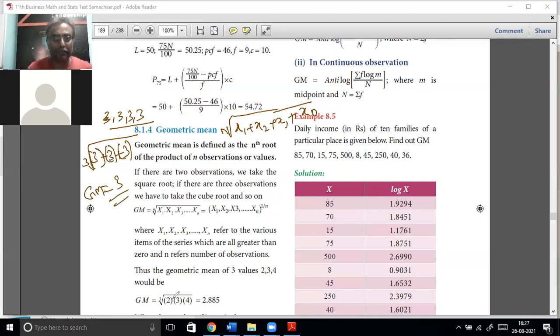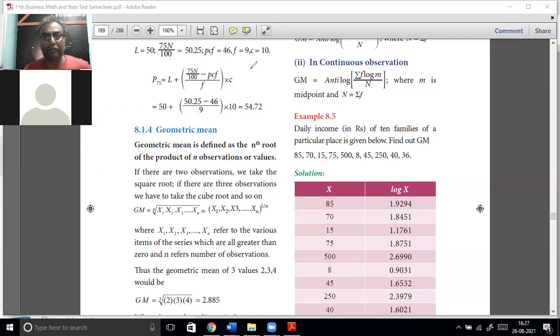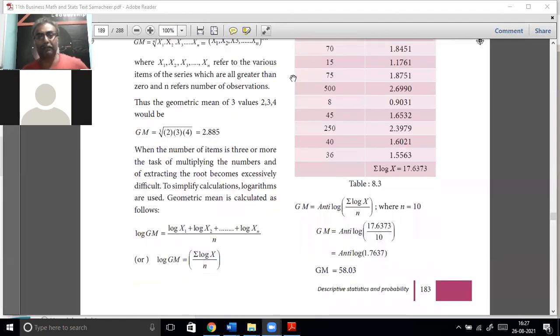Geometric mean, if there are three values, 2, 3 and 4, means 2 into 3 into 4, the whole cube root, that will be 2.885. Now if it is a very simple sum, you can find out the cube root and all of that. But if it is not a simple sum, what will you do? So there is another way to go about it.